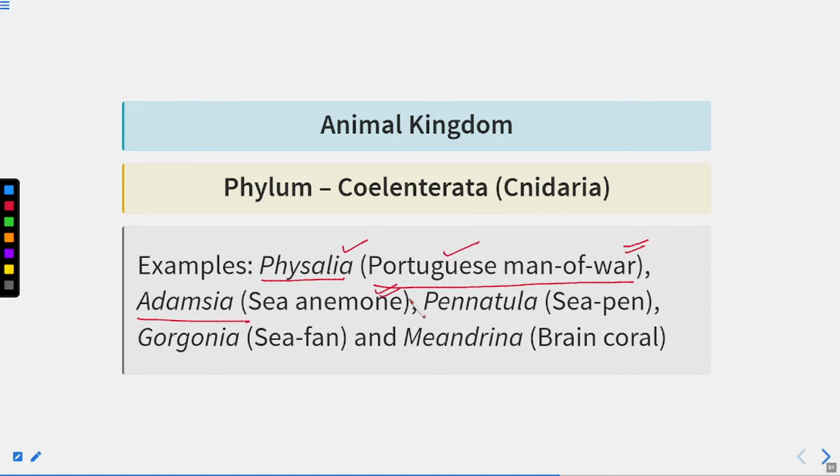Adamsia, commonly known as sea anemone. Pennatula, commonly known as sea pen. Gorgonia, commonly known as sea fan. And Meandrina, commonly known as brain coral. So do remember the scientific name as well as the common name.